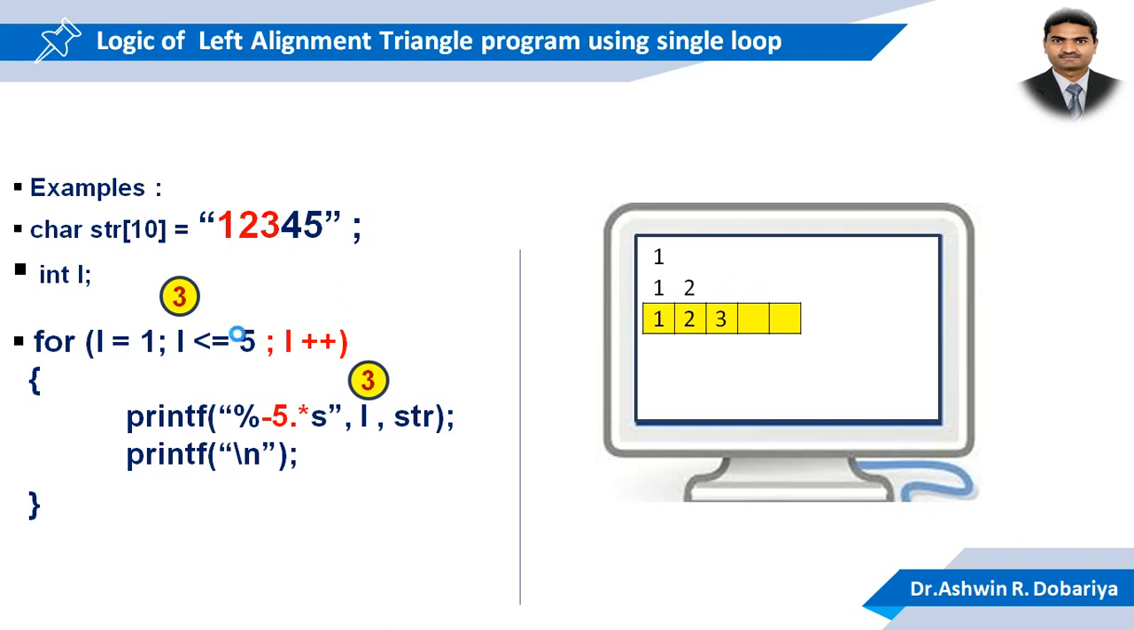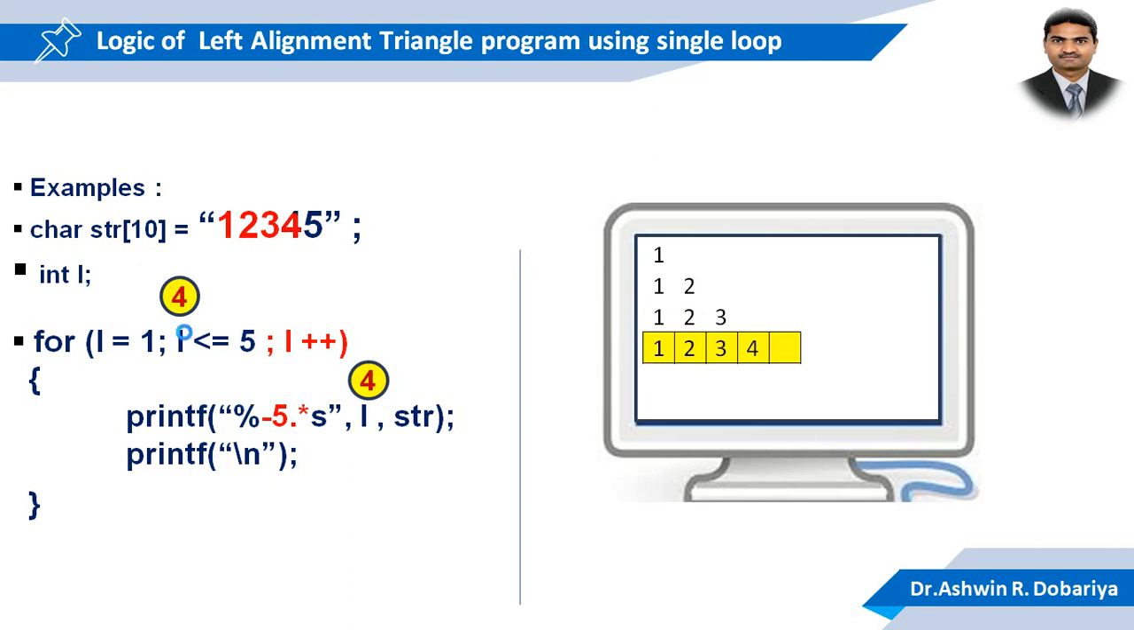Similarly, when I increments by 1, 3 is less than 5, yes, then -5, again total size is 5, minus means left align, point star. Now at this time the value of star is I, which is 3. So from this string we want the first 3 characters, so %-5.3 displays the first 3 characters from the string, so 1 2 3.